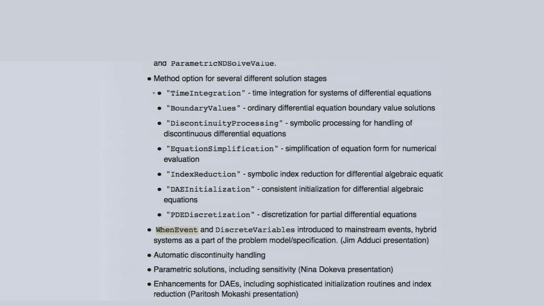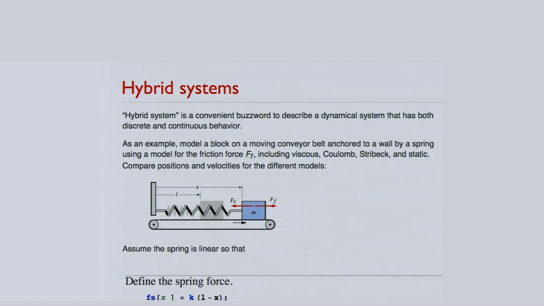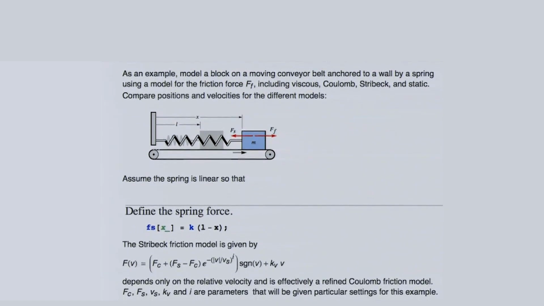I mean, one is this ability to solve so-called hybrid systems. And hybrid systems is kind of a buzzword to describe a dynamical system that has both discrete and continuous behavior. And here's I think a fun example. Suppose you set up a block on a moving conveyor belt, or you turn your belt sander upside down and put a block on it, turn it on with a spring attached, okay? And what's going to happen is the conveyor belt's going to tend to move this out, and then eventually the spring force is going to overcome and it's going to snap back, okay?